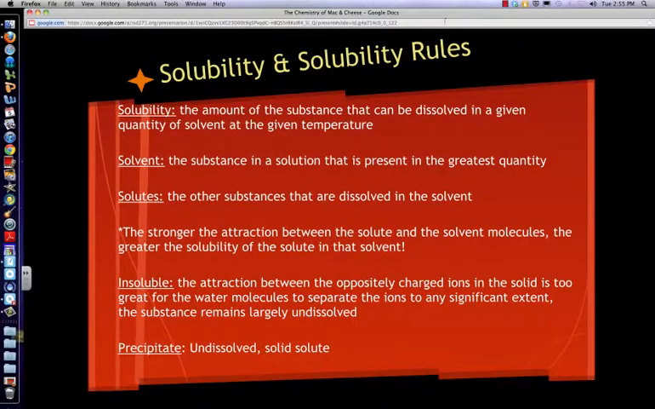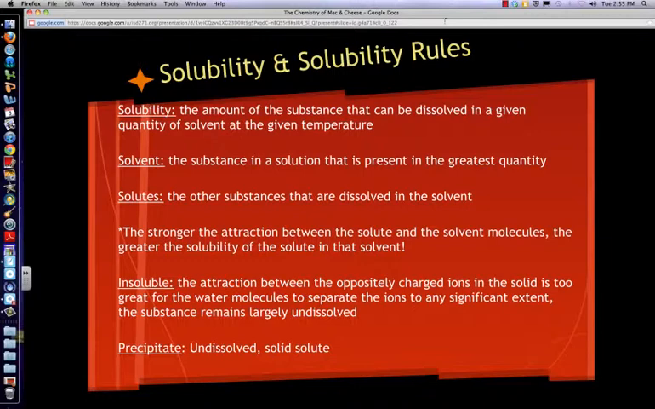Hello and welcome to the video on solubility. This should give you a basic introduction to solubility and some of the solubility rules that you may encounter early on in the AP chemistry course. So first you might be wondering, what is solubility? Solubility is simply the amount to which a substance can be dissolved in another substance.